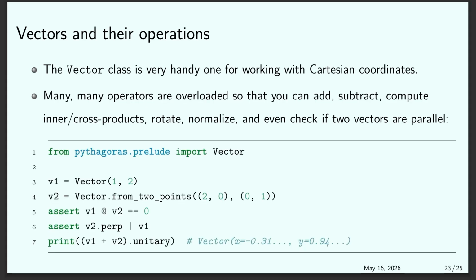So in this code here, what you do is create two vectors. You have also some different constructors. Most of it is in the documentation if you want to look at the specific details, but you can construct a vector from two points and also from polar coordinates.